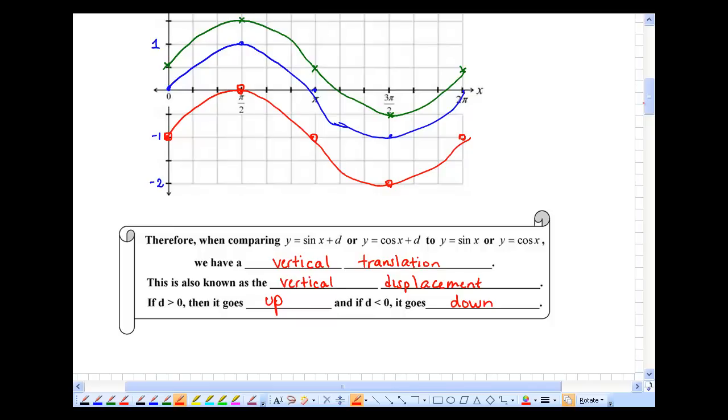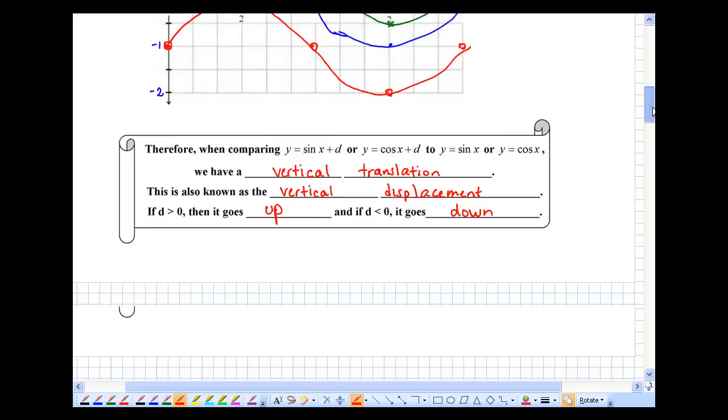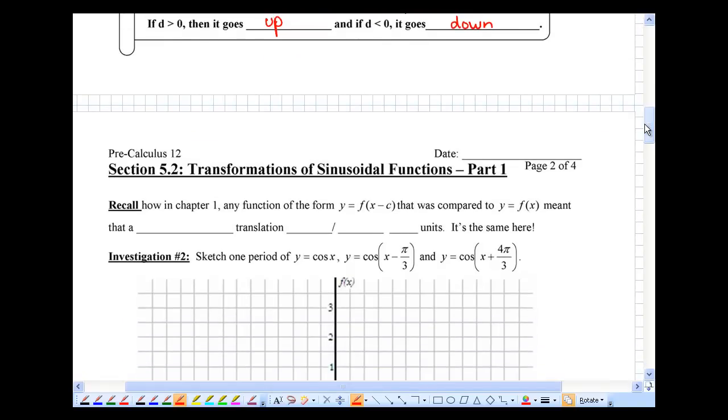Alright. If you can remember what we did in chapter 1, you should remember what we're going to do next. Recall in chapter 1 how if we had the form y equals f of x minus c, notice I'm changing the x value now, and compare that to the original y equals f of x graph. That meant we had a horizontal translation. And of course you can translate right or left, and I'll use the letter c, units. Now it's the same here.